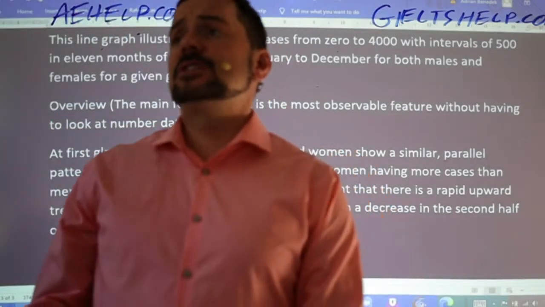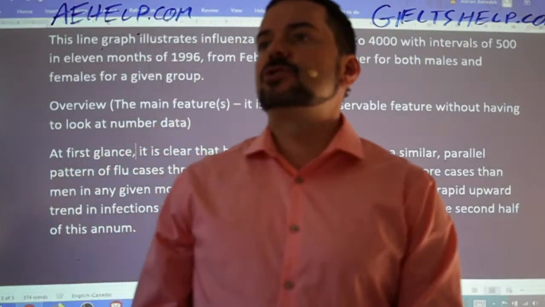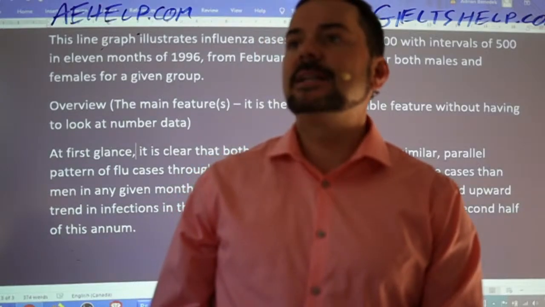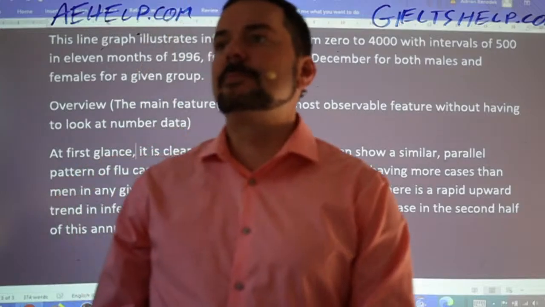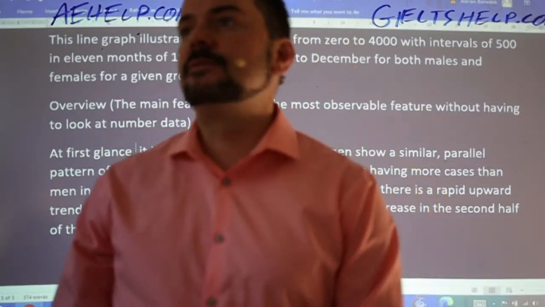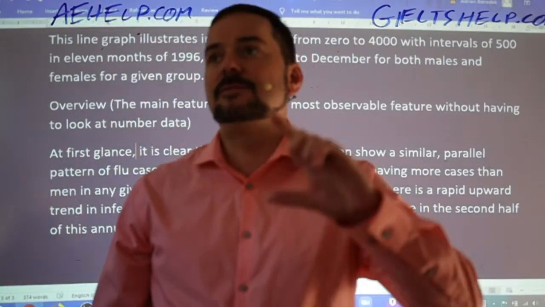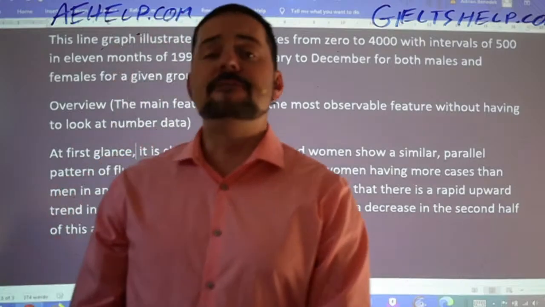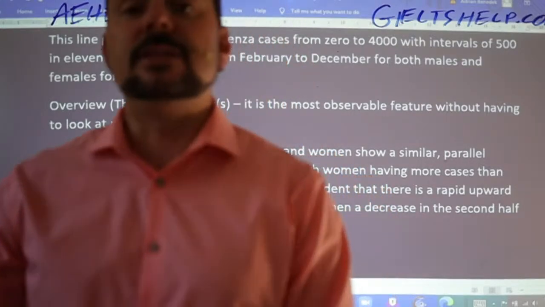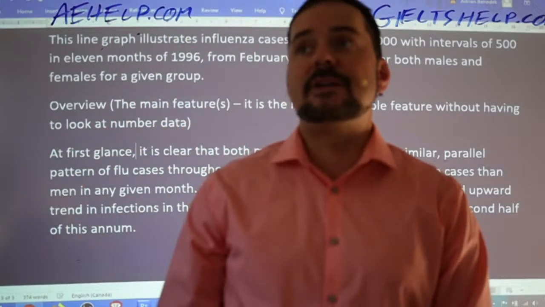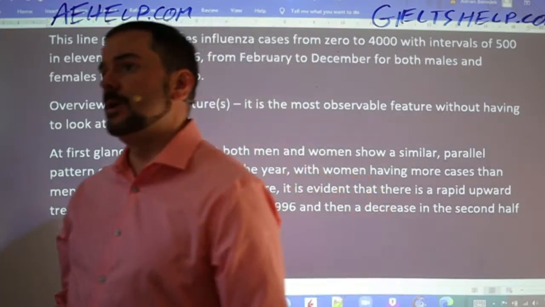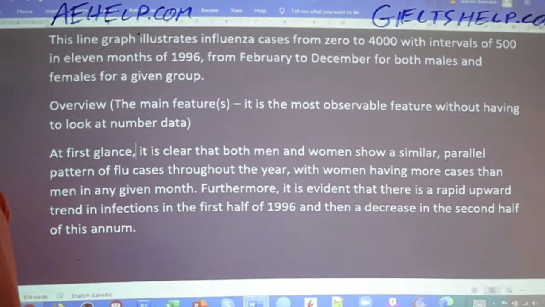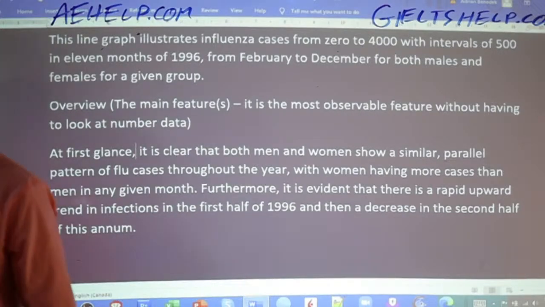Jas writes, at first glance, comma, it is clear that the trend of both males and females affected by influenza is quite similar, whereas the number of men are more as opposed to females throughout the given period. Jas, it's females are more than men, and affected in your sentence should be the verb form, so A-F-F-E-C-T-E-D, not E-F-F, okay? Careful with that. So affect, verb, affect with an E, noun, okay?